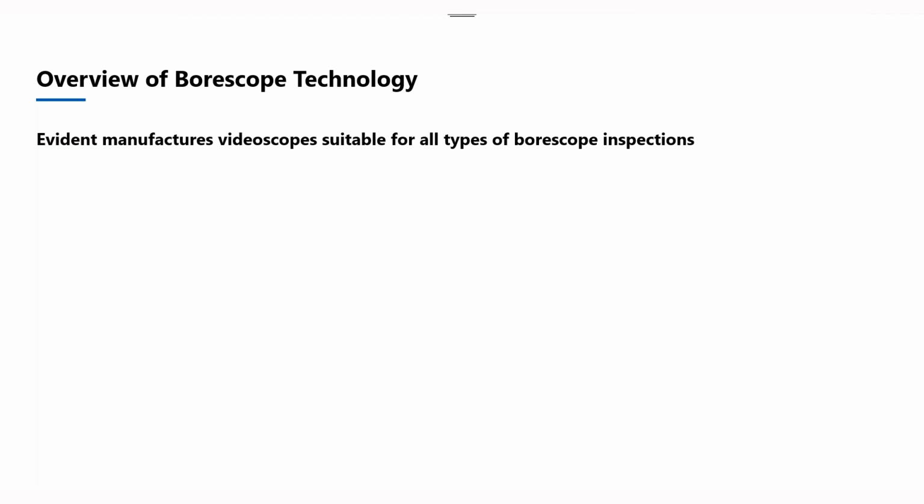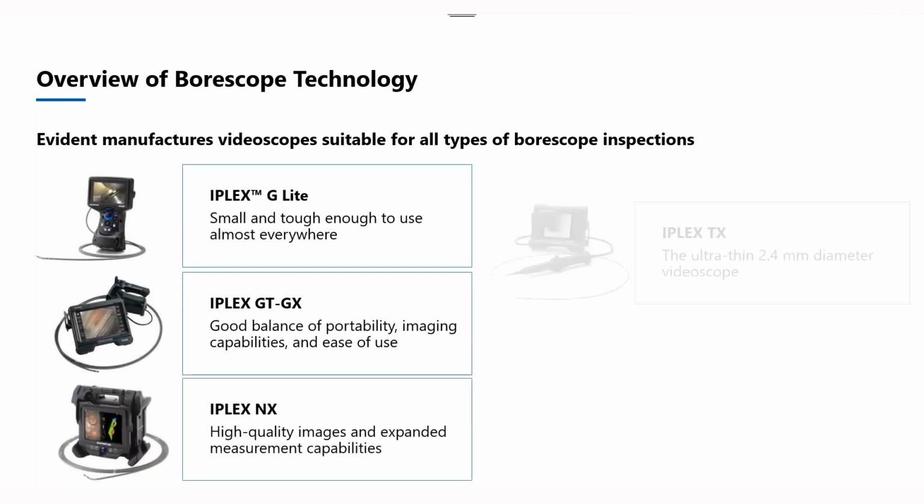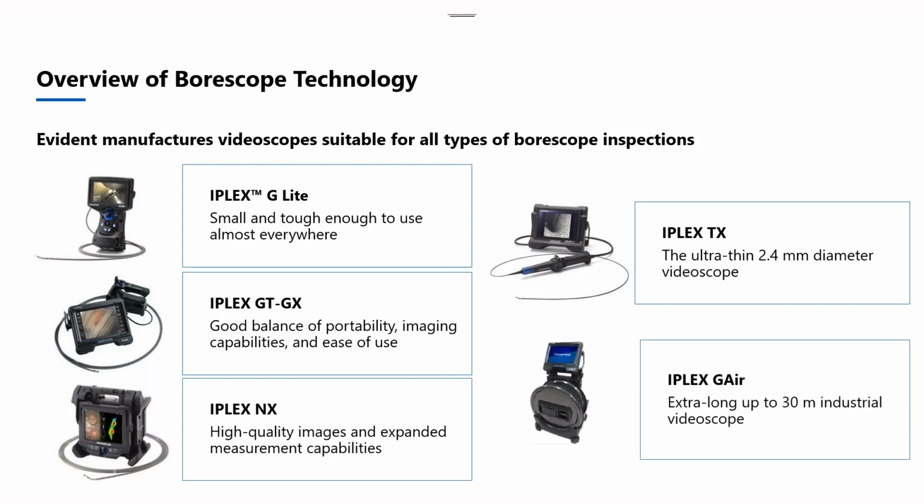When it comes to videoscopes, we have a large range of products. Each of these products suits a different type of inspection, different type of requirement. So on the left side, you have products like iPlex, G-Lite, GT-GX, and NX, which are considered, let's say, general purpose videoscopes. They can do many different types of inspections. And on the right side, you have products like the iPlex TX, which is a very thin videoscope, 2.5 millimeter probe. And you have the iPlex GR, which is an extra long, up to 30 meters long videoscope. Most of what we're going to see here today is going to be looking at the main line, the most general purpose videoscopes, which you will see on the left side.